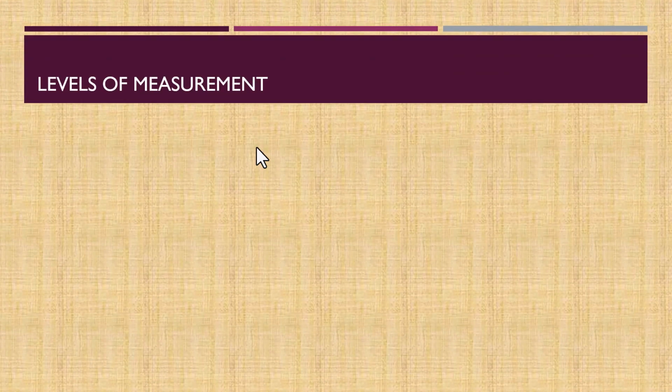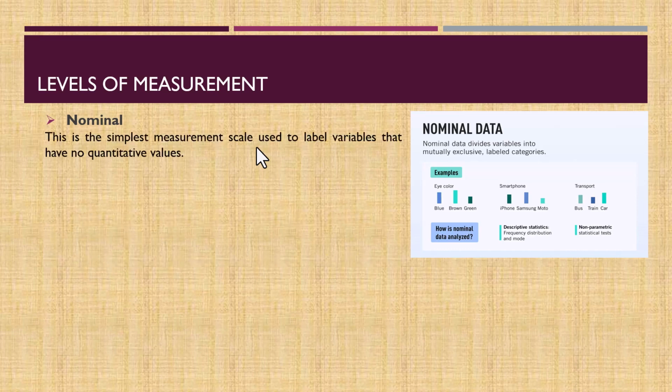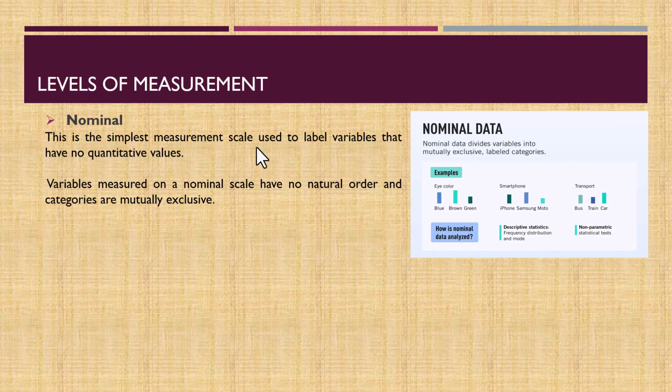Let's look at the levels of measurement of data. We have nominal data. This nominal data, in most cases, is the simplest measurement scale used to label variables that have no quantitative values. These variables measured on a nominal scale have no natural order, and categories are mutually exclusive.